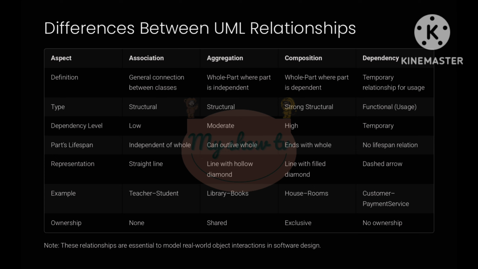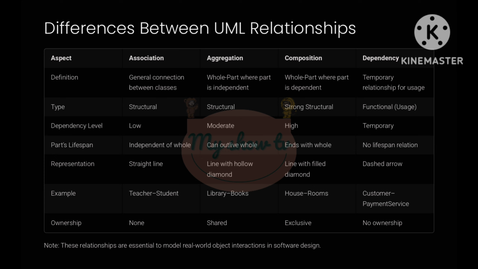It shows that objects of one class can be connected or linked to objects of another class, but there is no ownership involved. For example, a teacher and student. A teacher teaches many students, but neither owns the other. It is simply a way to show interaction.